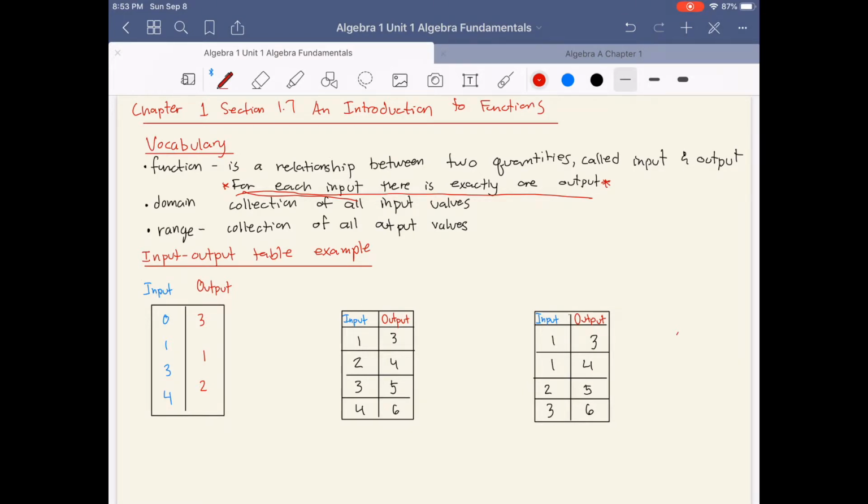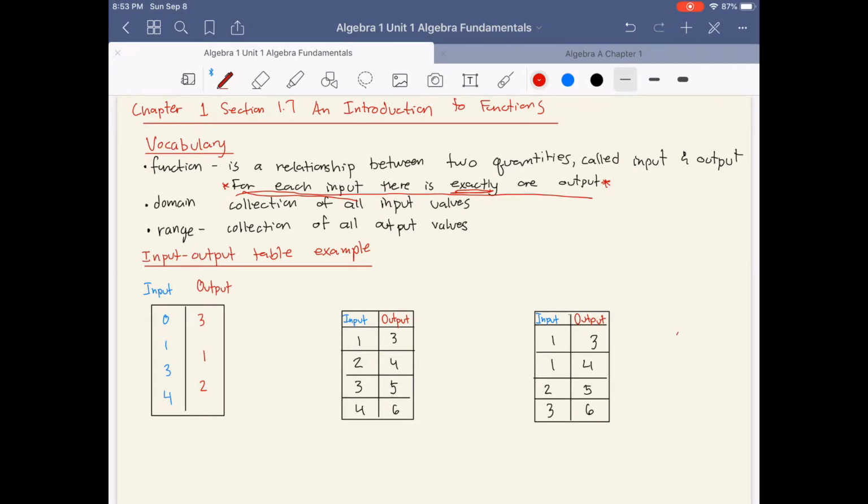Okay, going to vocabulary. Function. Function is a relationship between two quantities called input and output. So if that definition bores you, look at the stars that I made, or the definition that's given in between the stars, okay? So remember this. For each input, there is exactly one output, okay? Repeat that to yourself again. For each input, there is exactly one output. Alright? So that is very important to know.